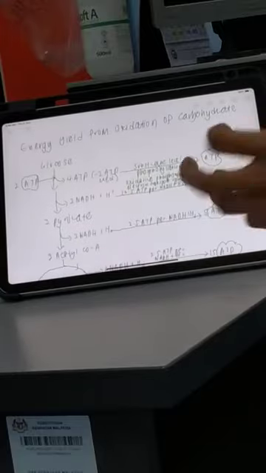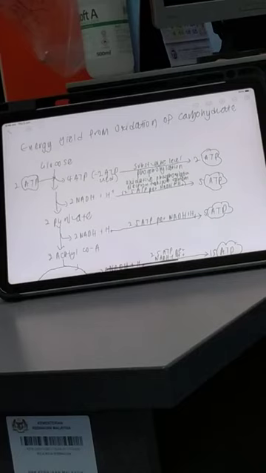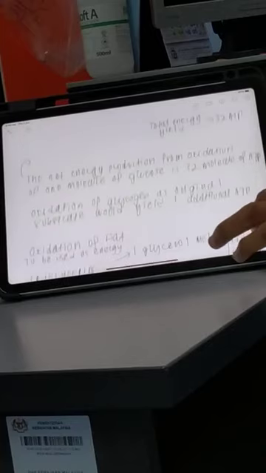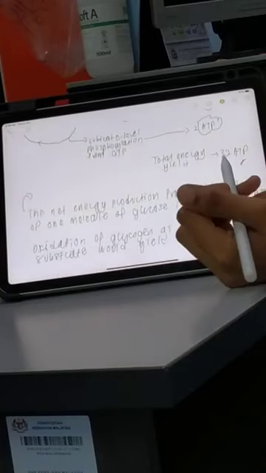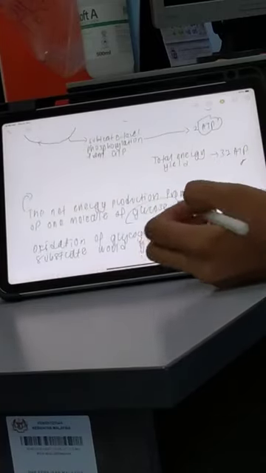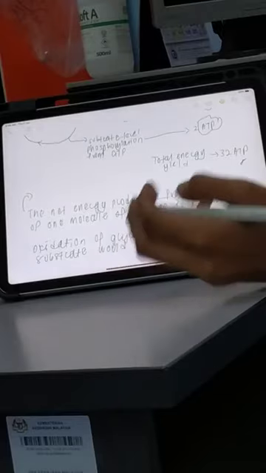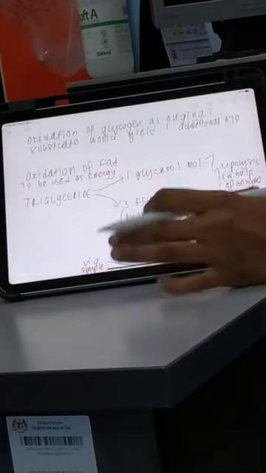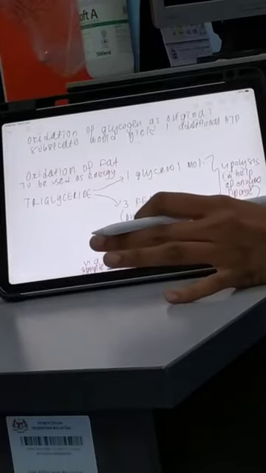Okay, so energy yield from the oxidation of this carbohydrate. So how much energy are you getting from this oxidation? The total is about 32 ATP. Okay, if this happens through glucose; if, let's say, from glycogen, it's 33. So the next one I'll talk about is oxidation of fat.